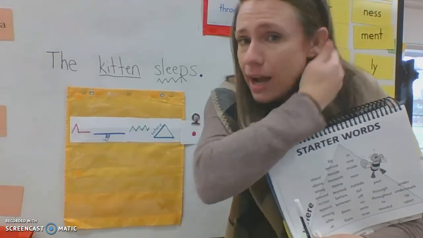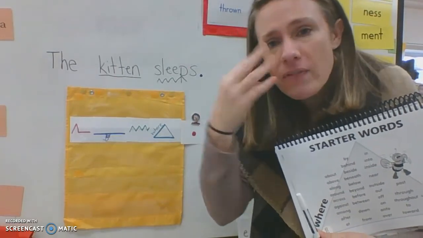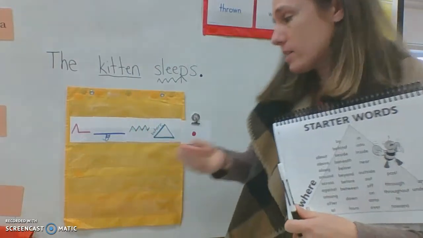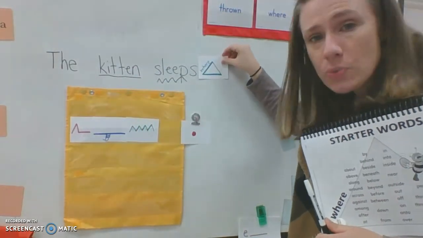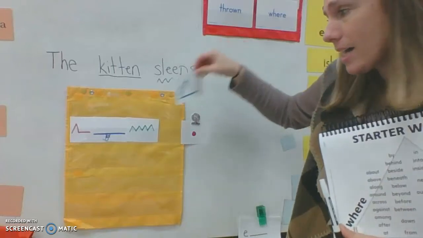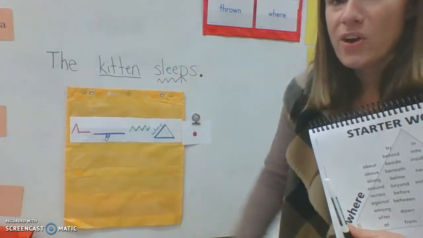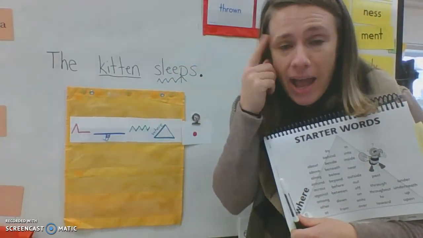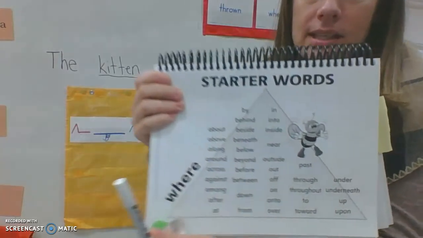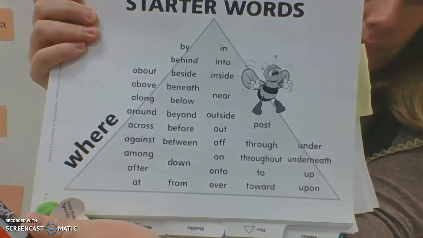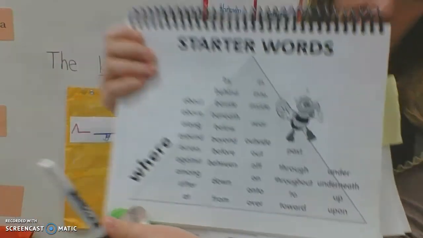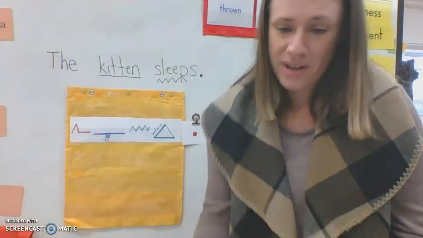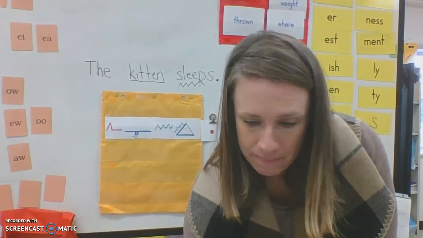So your job right now is to think in your head of a sentence and share with your classmates. Where does the kitten sleep? What could you add to expand onto this sentence? Go ahead right now and pause my video and think about where the kitten sleeps. You can use these words to help you. Okay, I bet you guys had some great sentences about where that kitten was sleeping.